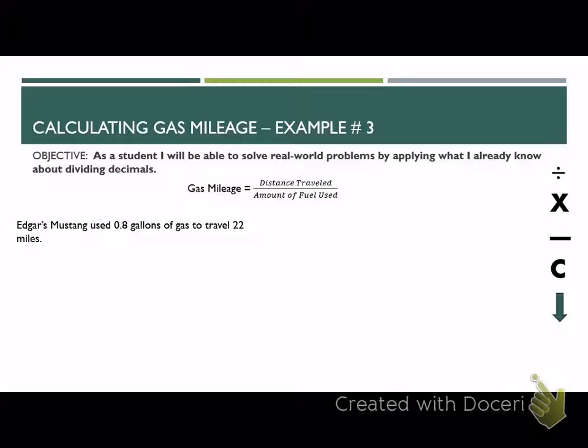Okay, this one is another one of those that's a little bit tricky because it includes some things with decimals we haven't talked about yet. So we're going to go ahead and get started. The distance traveled for this one is 22 miles. So that one's going to go inside the box. So we're going to go ahead and put 22. And on the outside is 0.8 gallons. First thing we need to do is move our decimal 1 place to the right.